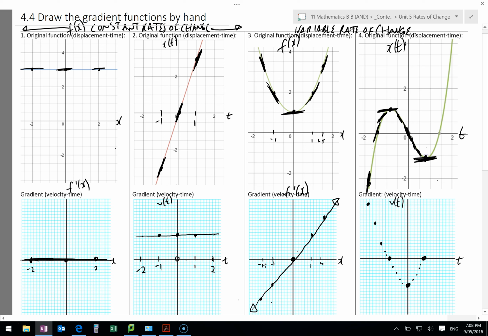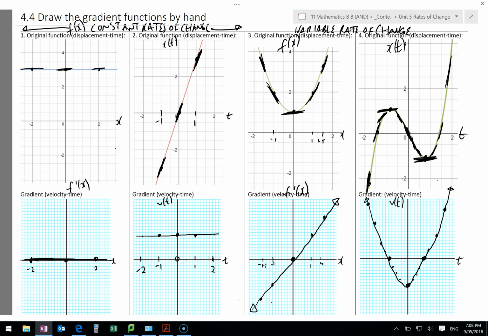So we're here. What happens after here? Positive slope, steeper positive slope, really steep positive slope. Draw these all together, and I've got my gradient function drawn by hand.